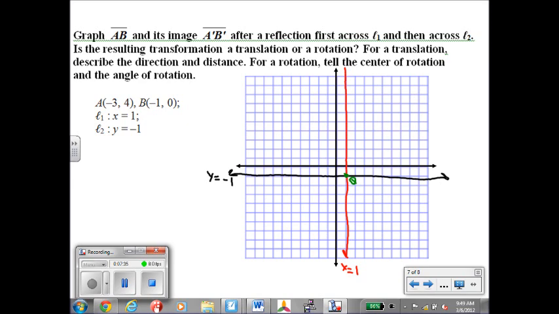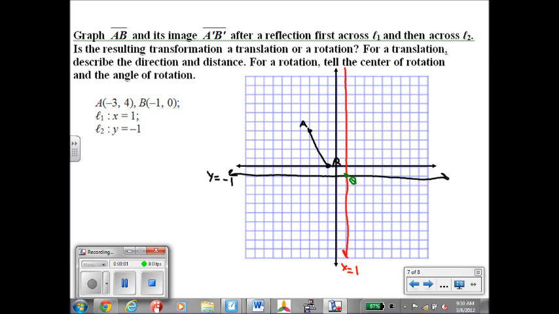So now let's plot these points and draw the line. First thing we've got is -3, 4. I have to make sure I go from the right line. 1, 2, 3, 1, 2, 3, 4. This is your A. And then you've got -1, 0, which is right here. This is your B. And there's your line.